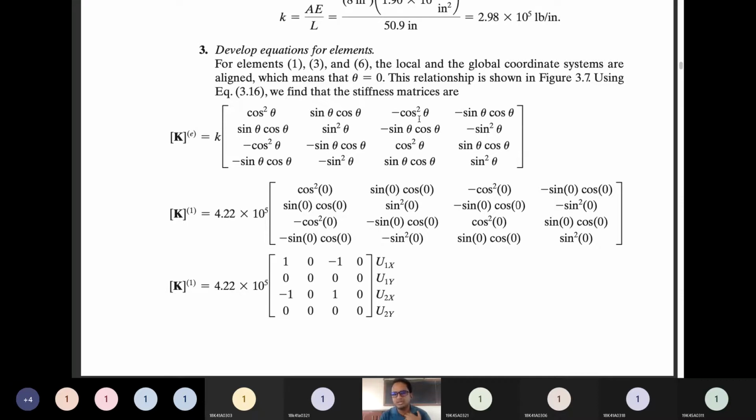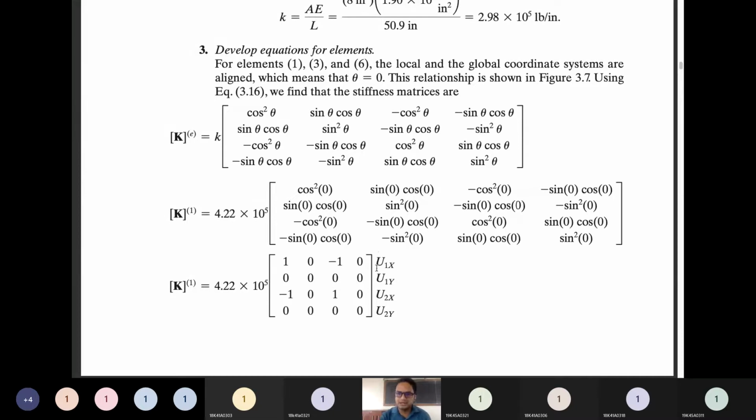Similarly, you substitute your theta value equals to 0 and you will get this matrix. Here the thing to be observed is K, at the top you can see it is written 1. It means that this stiffness is for element number 1. And as I have told you earlier also, for one element we have two nodes. So for one node we have 2 degrees of freedom, like here you can see capital U1x.